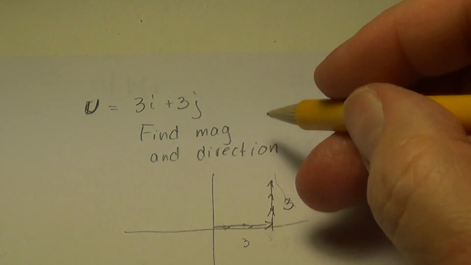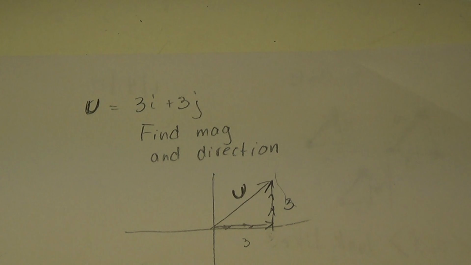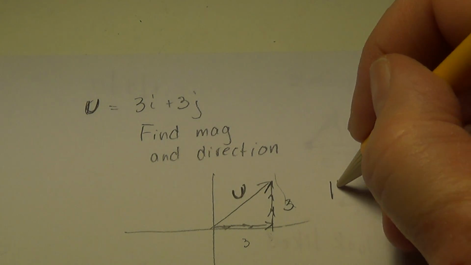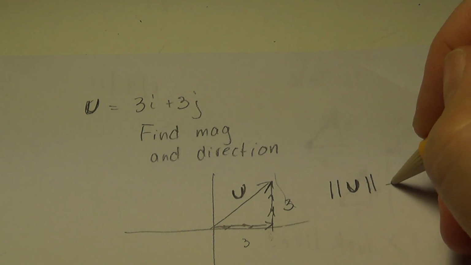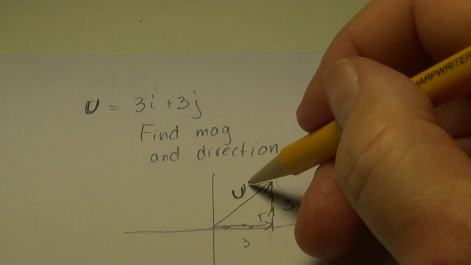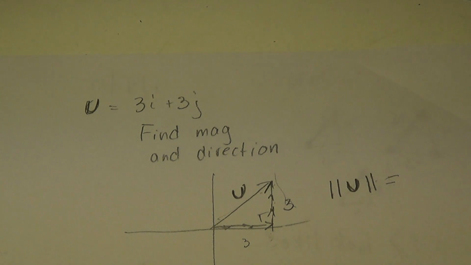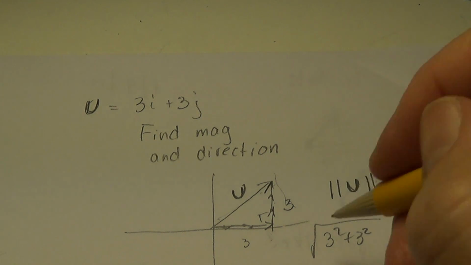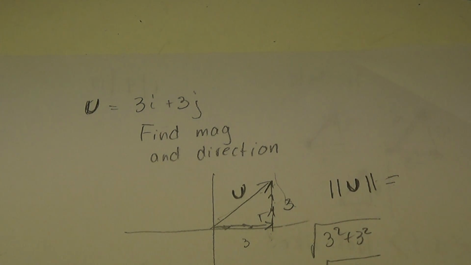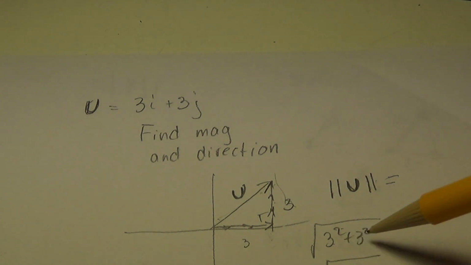So the question asks for the magnitude, which is the length of the vector. So here's vector u, and we're looking for its magnitude. We indicate that, we learned yesterday, with the double bars, meaning the magnitude or length of vector u. You can see 3 and 3 are sides of a right triangle, so to get the hypotenuse, which is the magnitude, we just do Pythag. The square root of 3 squared plus 3 squared is the square root of 18.